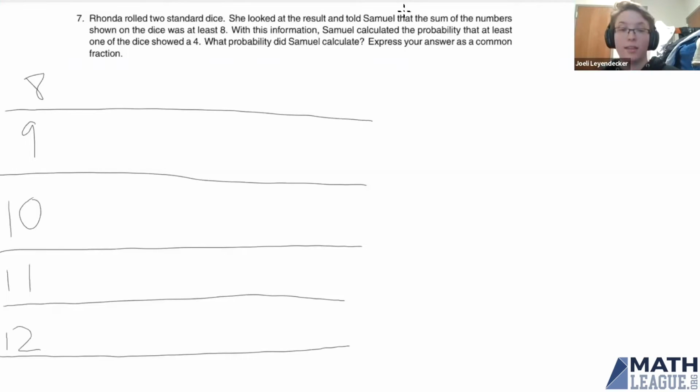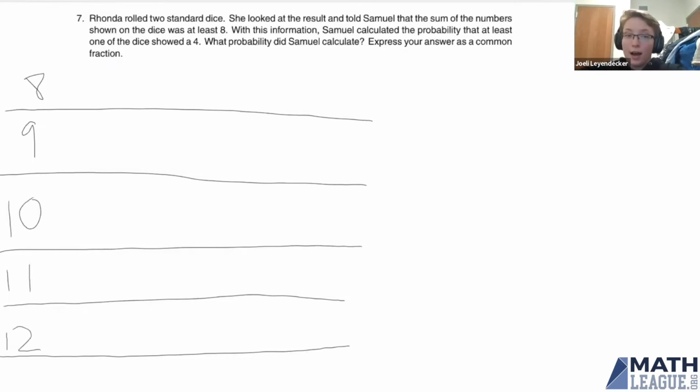We're going to go over problem number 7 from the team round. The problem reads, Rhonda rolled 2 standard dice. She looked at the result and told Samuel that the sum of the numbers shown on the dice was at least 8. With this information, Samuel calculated the probability that at least one of the dice showed a 4. What probability did Samuel calculate? Express your answer as a common fraction.